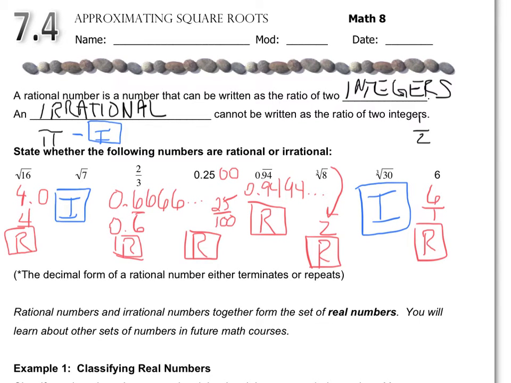Rational numbers and irrational numbers work together to form the real number set. Real numbers are broken down into rationals or irrationals. Rationals then break down into other types: integers, whole numbers, natural numbers, counting numbers. And the irrationals would just be irrational. We're going to learn about other number sets in future math classes, but not this year.